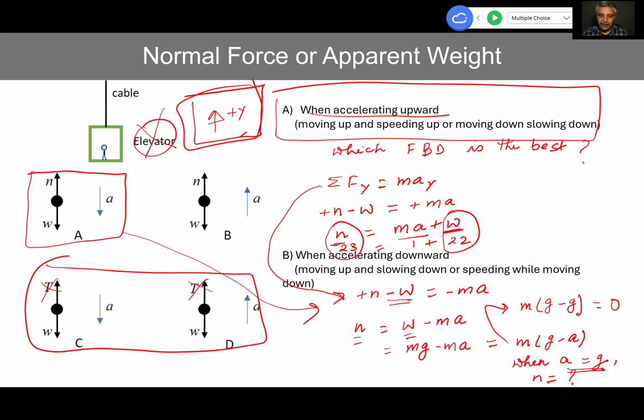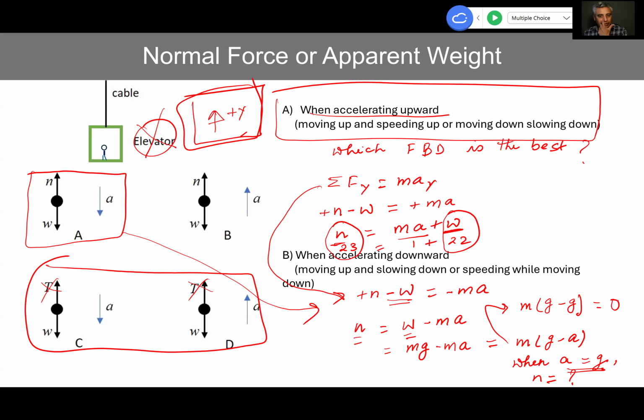So the person feels what we call weightlessness, okay? Weightlessness. So that's what this person is feeling, okay? Wherever acceleration is equal to g, the person is going to feel weightlessness. The person is going to feel like they are floating. So for example, if someone jumps off from the roof, which I'm not asking you to do, don't do it, okay? That's when you feel the weightlessness.